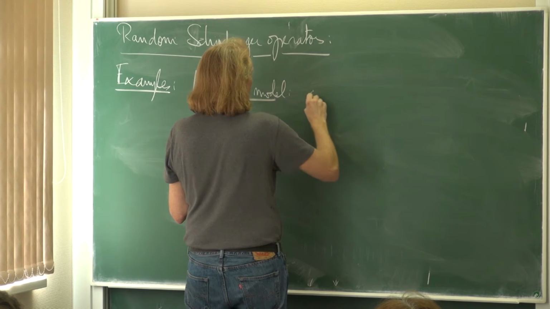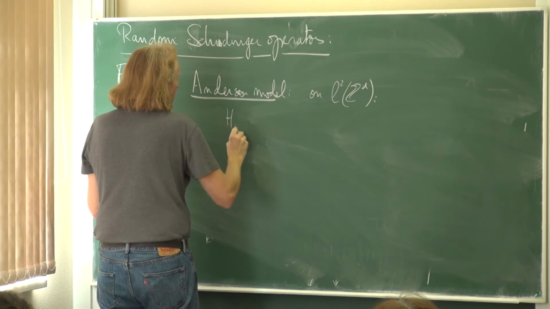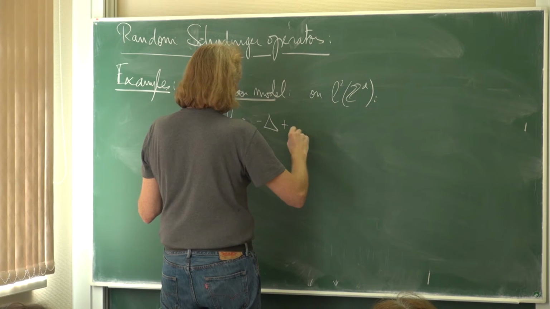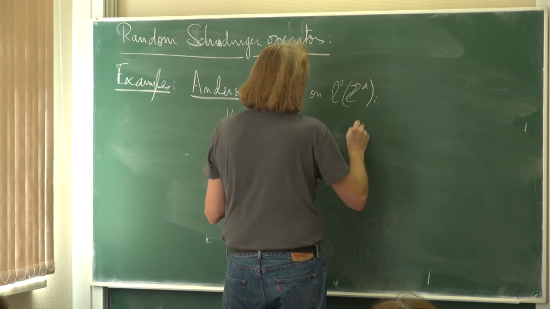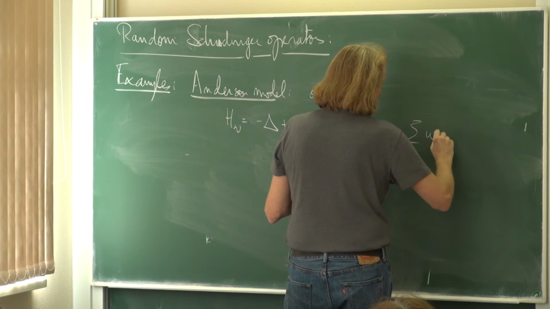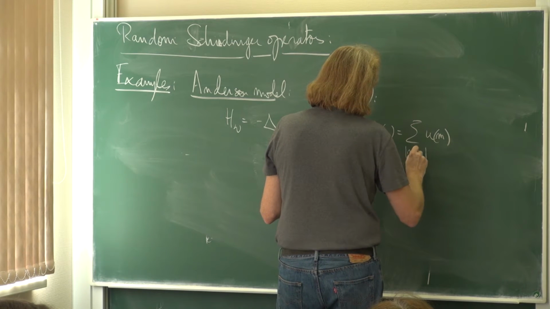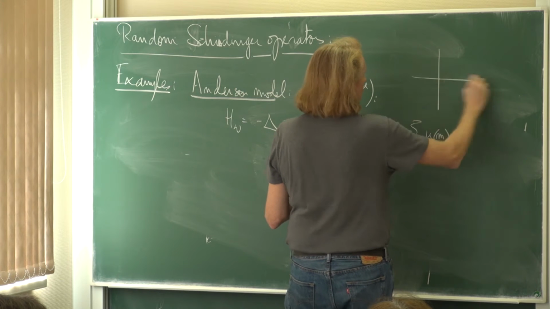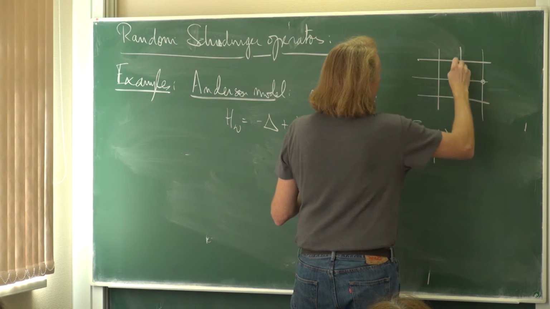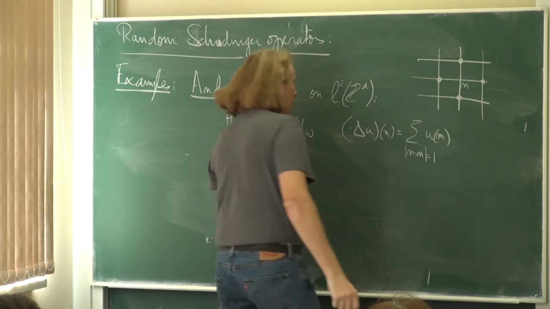You look at, so you're working on L2 of Z^d. And then you look at the random operator minus Laplacian, so it's the discrete Laplacian, plus V omega, where minus Laplacian of the function u at the point n is just the sum of u at m for n and m at distance 1 in L1 norm, right? So I drew it in 2 dimensions. Here you have n, and these are the admissible m's. Right? Okay, and well, I normalized it in this way.